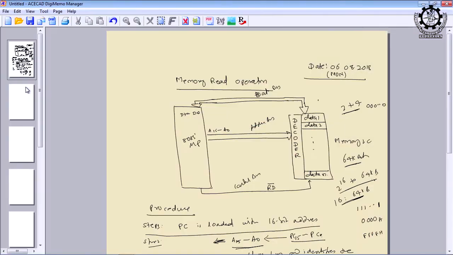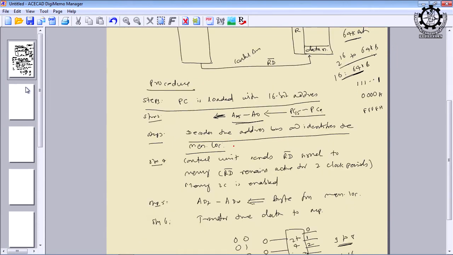Since 16 address lines are there, 2 to the power 16 combinations are possible, and one out of this combination will refer to a memory location where the data is available. Assume that data is already available in that location. So, because of step 3, by using a decoder, we can identify a memory location from where the data is to be read. That is step 3.